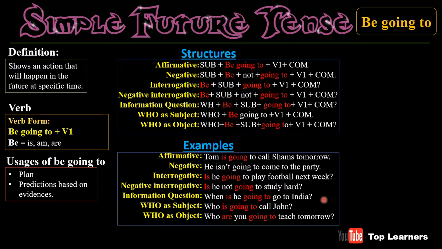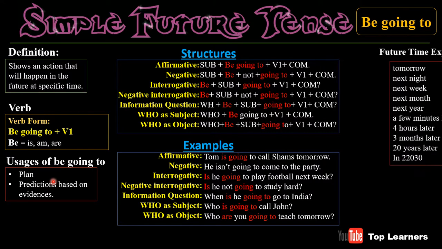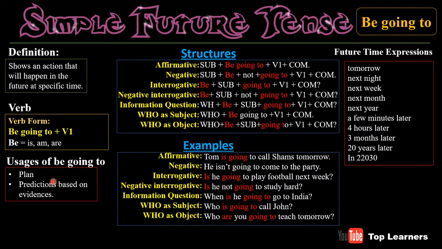So when do we use "be going to"? We use "be going to" to show our plans or predictions based on evidence. When we say plan with "be going to", this is a plan that we already made, or a decision which is already made. And sometimes we can use time expressions if the listener doesn't know about the time, like tomorrow, next night, next week, next month, and so on.